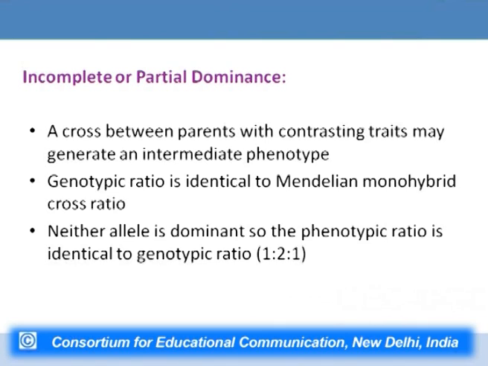This particular case shows incomplete or partial dominance. Whenever a cross between parents with contrasting traits generates an intermediate phenotype, this particular relationship is known as partial dominance. Herein, the genotypic ratio is identical to the Mendelian monohybrid cross ratio, but neither allele is dominant, so the phenotypic ratio is identical to the genotypic ratio, which is 1:2:1.